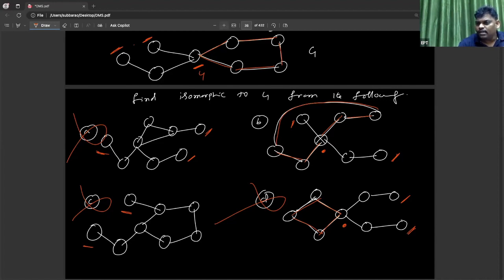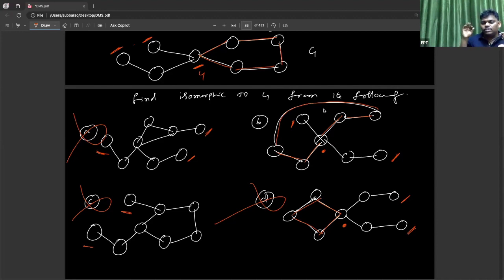Sir, while considering degree sequence, should we consider only the same set of values or not? That's what I am saying: there is no hidden rule like you have to do this only. Small degree, big degree, how to compare? By seeing, you have to get an idea.